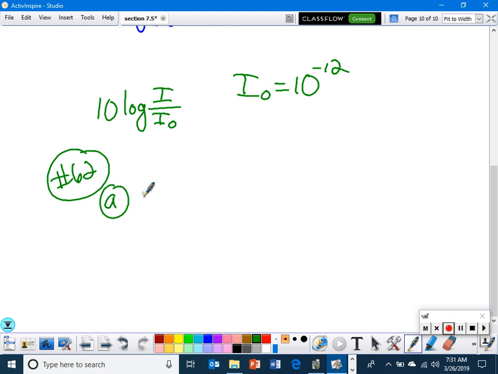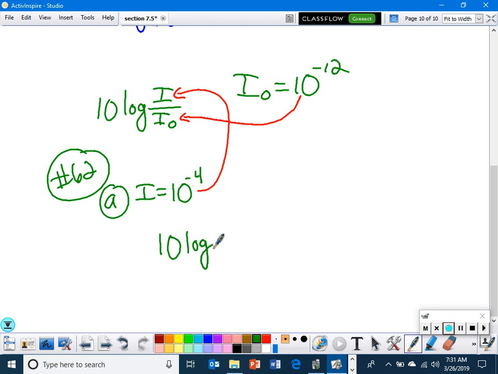Now, you'll notice that A says that the I equals 10 to the negative 4. All right, well, this is going to get plugged in here. This is going to get plugged in there. So we're going to rewrite this. 10 log 10 to the negative 4 over 10 to the negative 12. This is way easier than the example I was just looking at. Now, I need to use my exponent rules here, or my quotient rule.